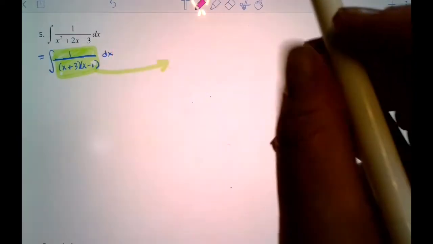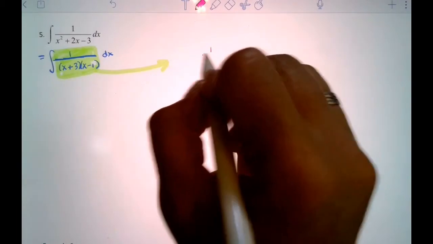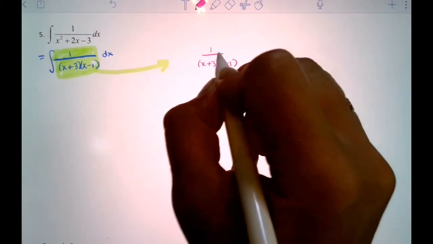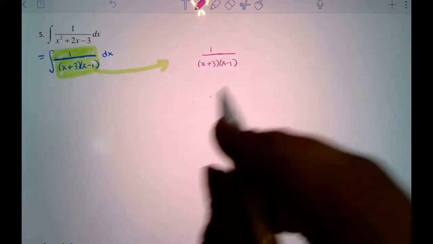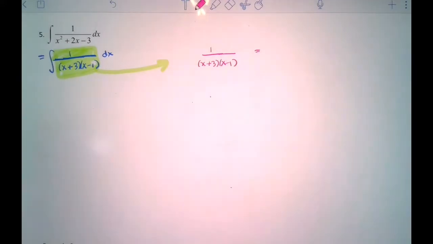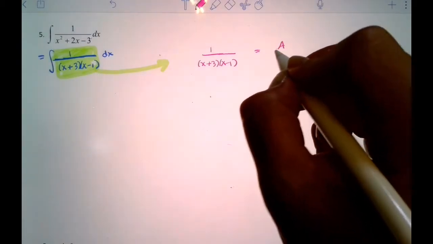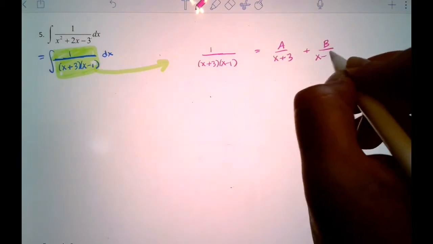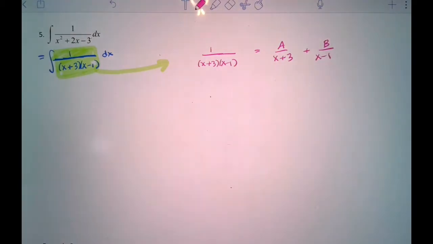What I have here is 1 over (x plus 3)(x minus 1). Those are distinct linear factors. So using that flow chart above, I'm going to set it up as A over x plus 3 plus B over x minus 1. You're not going to be left in the dark, just making up coefficients A and B that somehow work out. You are going to decompose this, and you're going to make sure that this works.